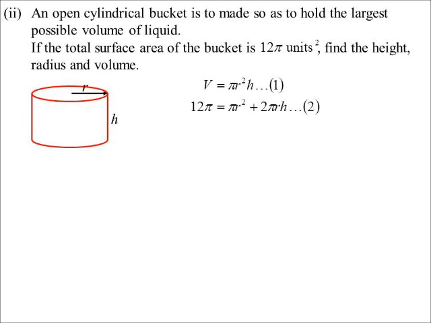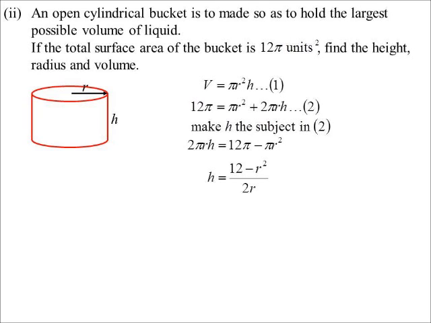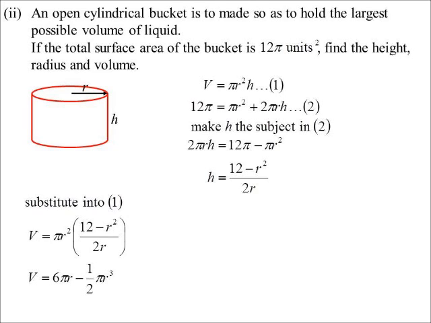Now, we either want to make r or h the subject of the formula. h would probably be the easier one to work with here. So we'll make h the subject. Everything divides by pi. h is (12 minus r squared) on 2r. So volume, substitute in, tidy up. I've now got a cubic. So in this case, I can't use the quadratic theory to find the maximum or minimum. It's a cubic. Okay?